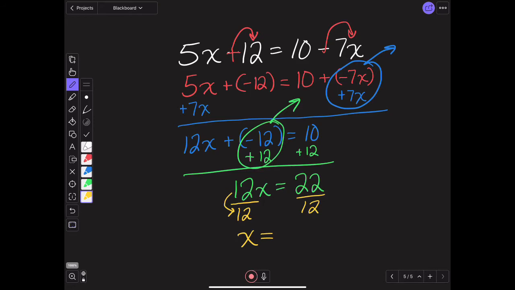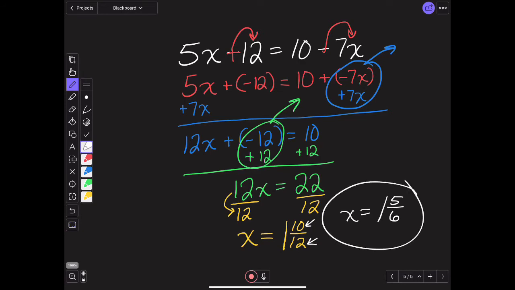Now this right here is some basic, can we do some division? So 12 goes into 22 one time, and we have 10 left over. So our initial answer is 1 and 10/12. Okay, but I'm going to go ahead and simplify that a little bit. So my final answer for this one is 1, and then 2 goes into this 5 times, and 2 goes into this 6 times. So my final answer is 1 and 5/6.